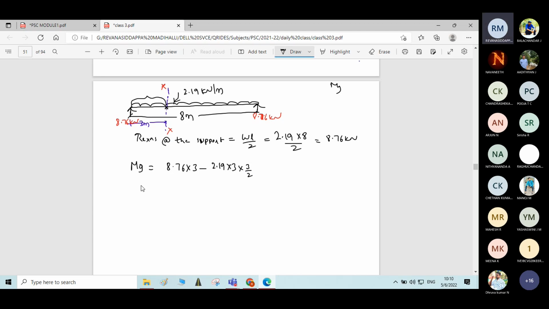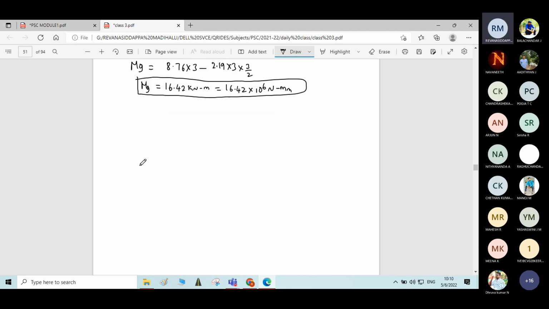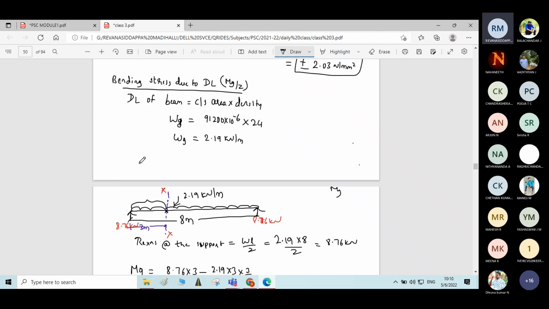If you calculate the moment, Mg is equal to, you will get 16.42 kilonewton meter or 16.42 into 10 power 6 Newton millimeter. Okay, this is the dead load moment. Similarly, we have to calculate the live load moment.